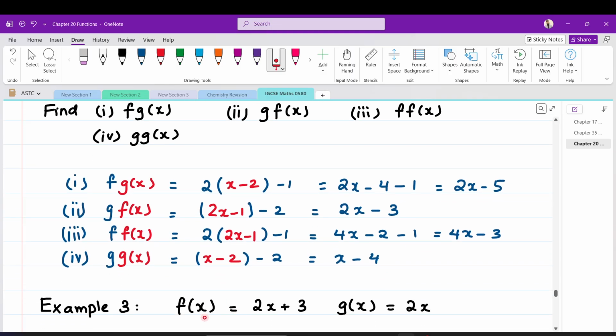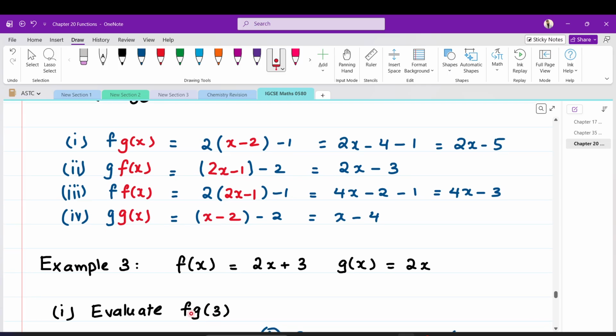Example 3 is evaluate f of g of 3. Now there are two things that are occurring over here. You no longer have g of x, but instead you have g of 3. So first of all, I'm going to find out what is g of 3, because as I mentioned, you start writing from left side, but you start applying from right side. I'll repeat it. You start writing from left side, but you start applying from right side. So first of all, I'm going to apply what is g of 3. So that means I'm going to substitute the value of 3 instead of x.